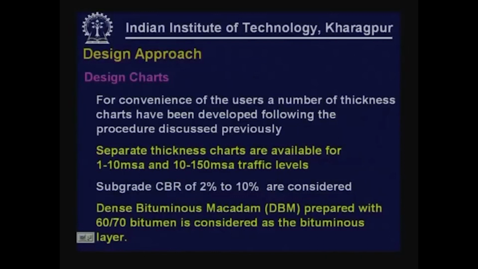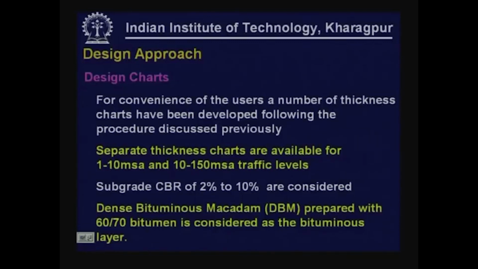For the convenience of the common user, design charts have been developed and they are also presented in the Indian Roads Congress guidelines. Separate thickness charts are available for 1 to 10 million standard axles, which is a relatively low traffic volume, and for 10 to 150 million standard axles, which are relatively high traffic volume levels. These charts are available for subgrade CBR values of 2% to 10%. Also these charts are available for dense bituminous macadam prepared with 60-70 bitumen. This is considered to be the bituminous layer.